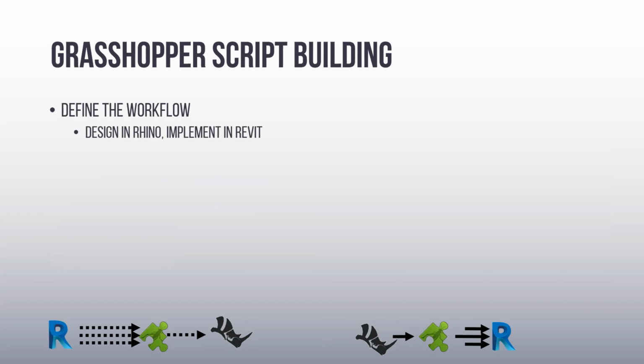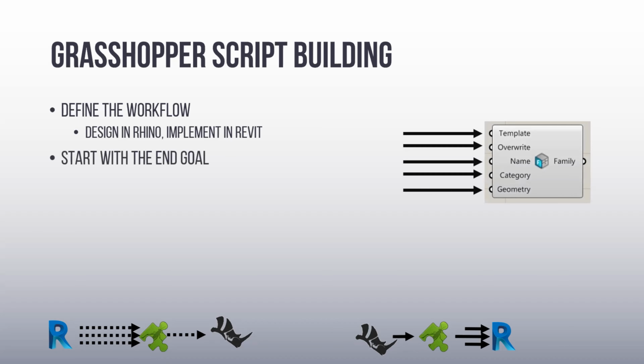So the idea here is that the design portion would be in Rhino, and then you would implement and place within your project through Rhino.Inside.Revit within the Revit model. Now, what I usually start with is that end goal. What is the final thing that you want to accomplish here? In this case, it is to create a new Revit family. This is the Rhino.Inside.Revit component for creating a new Revit family.